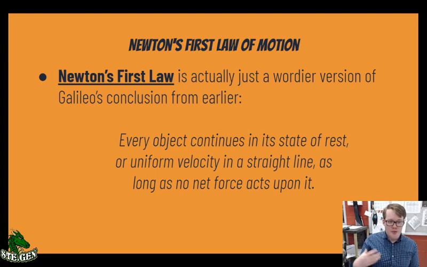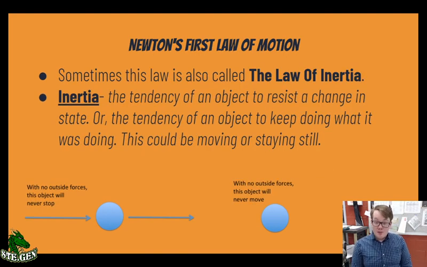And Newton put that into a little bit more of a scientific phrasing, which was every object continues in its state of rest or uniform velocity in a straight line as long as no net force acts upon it. So this is sometimes called the law of inertia. Inertia is the tendency of an object to resist a change in state.